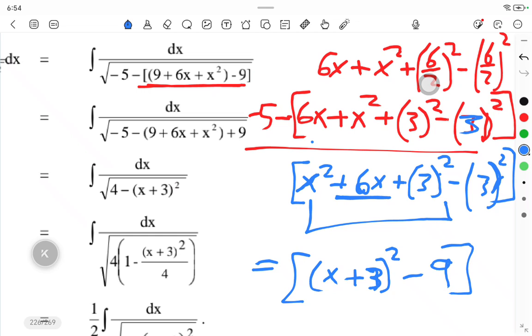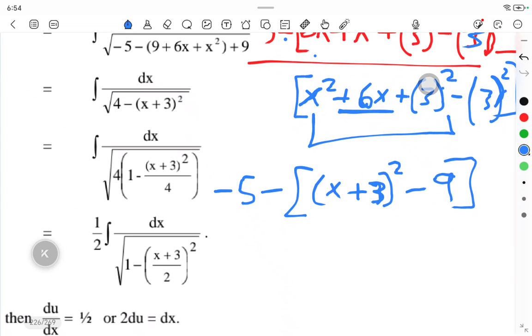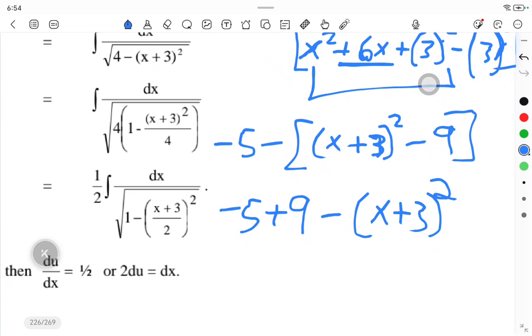Now since it's minus 9 and we know there's a negative here, this will just be minus 5 plus 9 minus x plus 3. Always, if it's arc sine, we're going to keep the constant here. Even if it's tan, let's just keep the constant there, unless it's sec, right? That's going to be a different story. Now this will be 4 minus x plus 3 all squared. Now this is this. Now we get here.